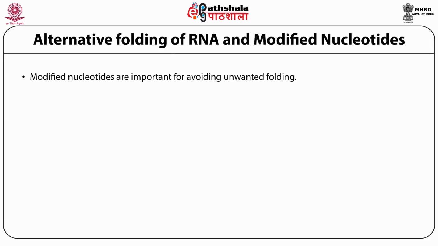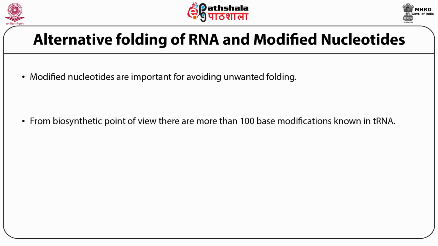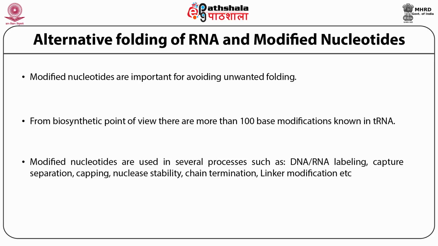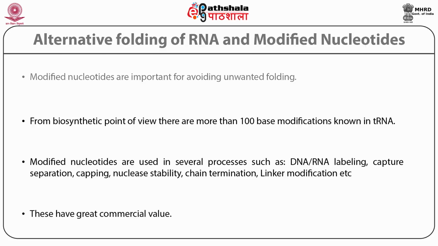Alternative folding of RNA and modified nucleotides. Modified nucleotides are important for avoiding unwanted folding. From biosynthetic point of view, there are more than 100 base modifications known in tRNA. Modified nucleotides are used in several processes such as DNA-RNA labeling, capture separation, capping, nucleus stability, chain termination, linker modification, etc. And they have great commercial value and applications.